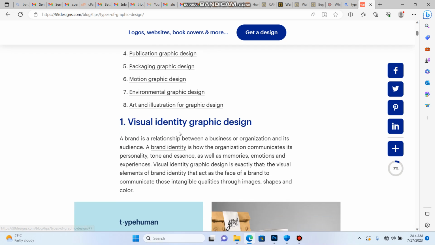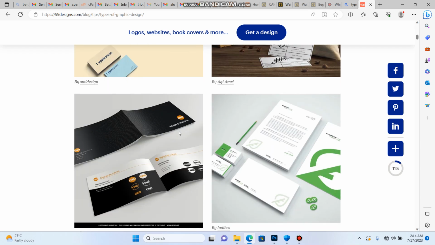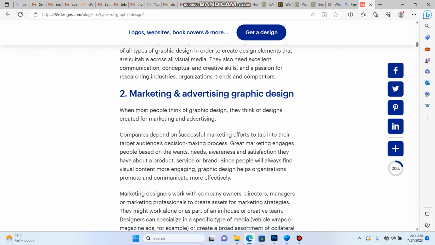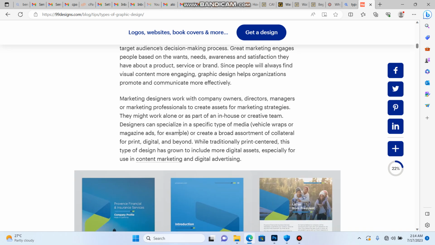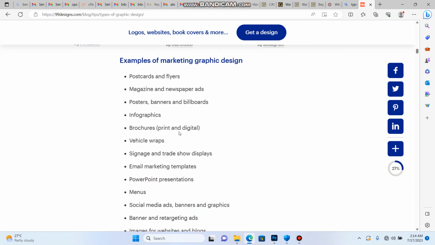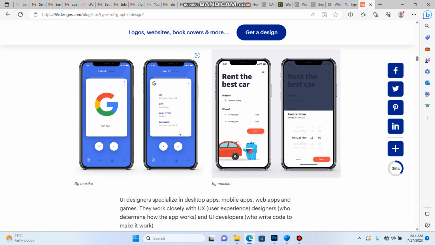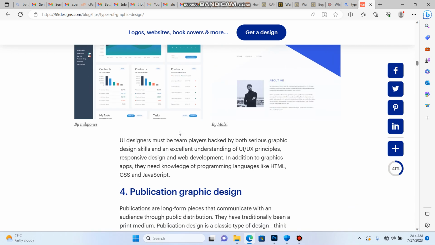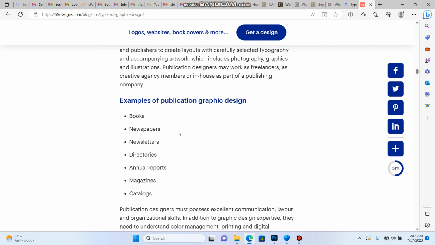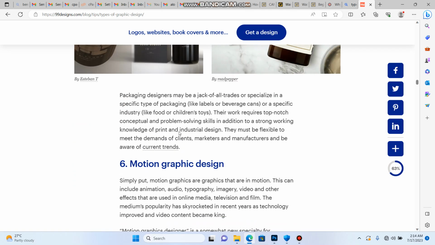Okay, look at images on the visual identity graphic design. Then we have marketing and advertising graphic design. Okay, we have the user interface graphic design, which is more of the UI UX designs. We have the publication graphic design. We have the packaging graphic design, product designs.